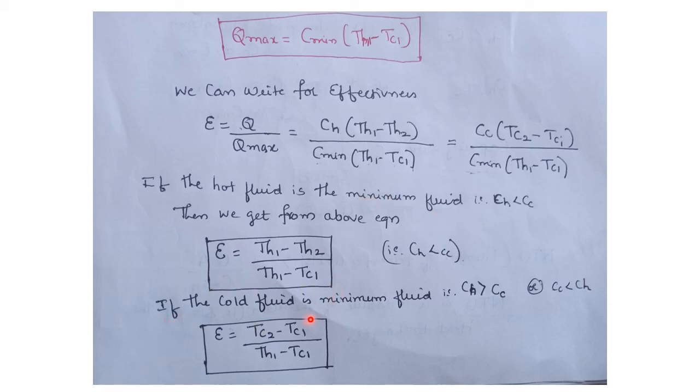Now if the cold fluid is the minimum fluid, that is, if the value of CH is greater than the value of CC, then we consider CC as the C minimum value. If I substitute CC as C minimum, it cancels. Then the effectiveness of the heat exchanger is given by TC2 minus TC1 divided by TH1 minus TC1. I hope you have understood this equation.